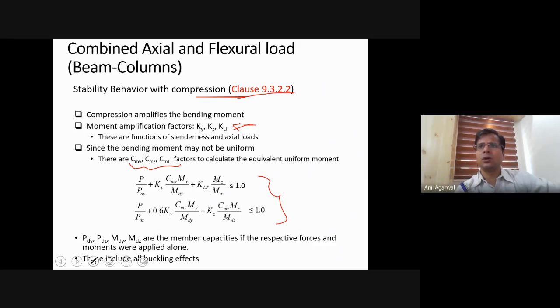I don't want you to learn these equations by heart. Of course, you don't have to learn by heart any of the equations in the code, and this is also not really something that you will be using in your day-to-day life. But you should have an understanding that these kinds of provisions exist and why they are there. What is the purpose of this equation? That is the purpose of this particular session.